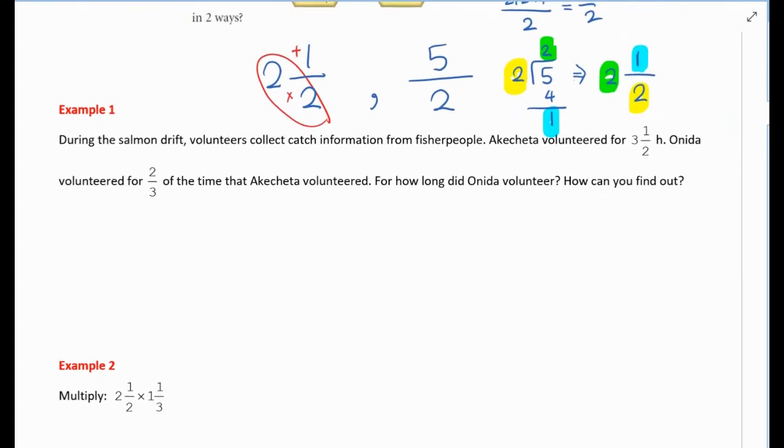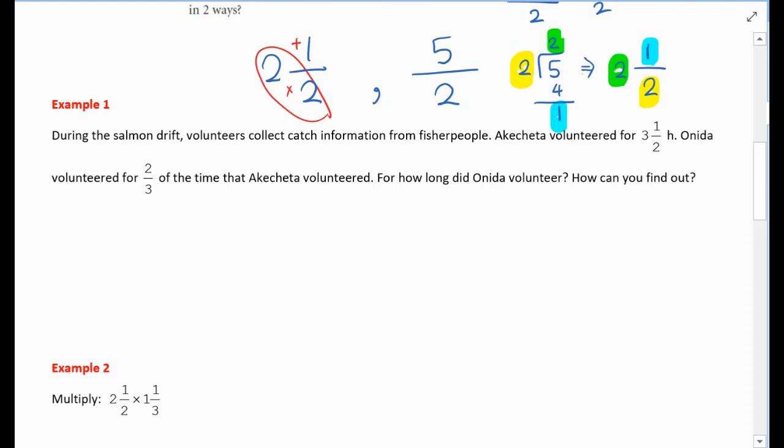Look at example 1. During the salmon drift, volunteers catch information from fisher people. So Akichara volunteered for 3.5 hours. Onida volunteered for 2/3 of the time that Akichara volunteered. How long did Onida volunteer? How can you find out?